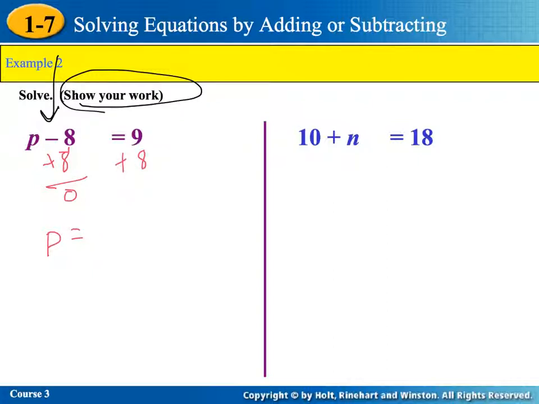The addition property of equality states that we need to do that same thing to the other side. So whatever I do to the left side, I need, not want, I desire to do that same thing to the right side. So 9 plus 8, 17. Our answer is 17.